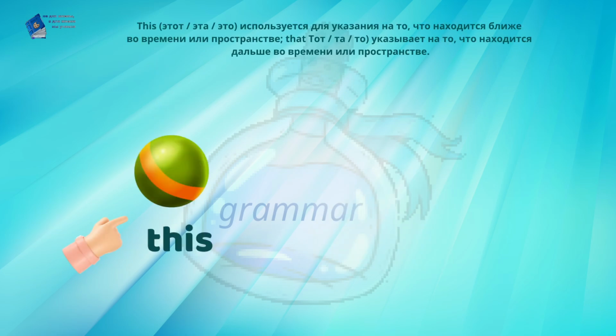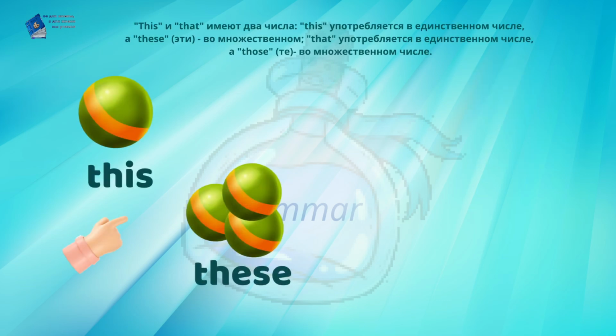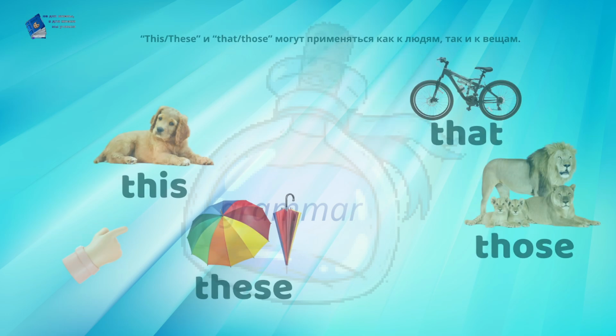This is used to point at what is nearer in time or space. That points at what is farther away in time or space. This and that have two numbers. This is used in singular and these is used in plural. That is used in singular and those is used in plural. This, or these, and that, or those, may be applied both to persons and things.